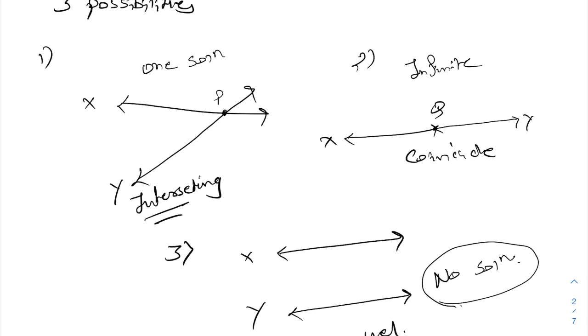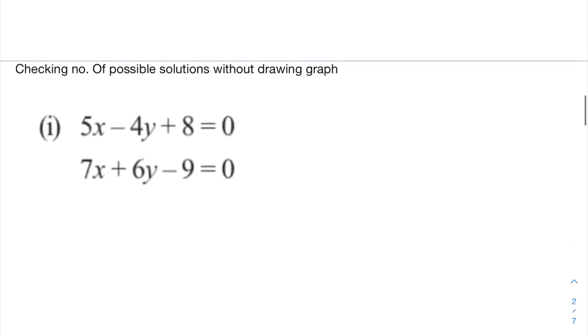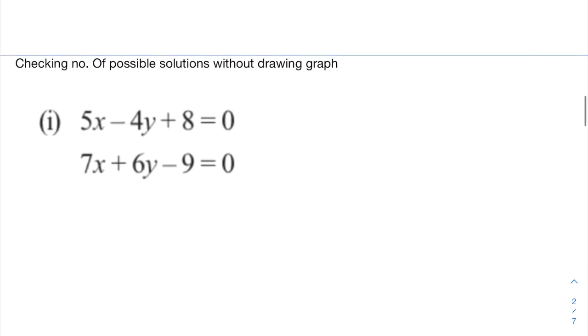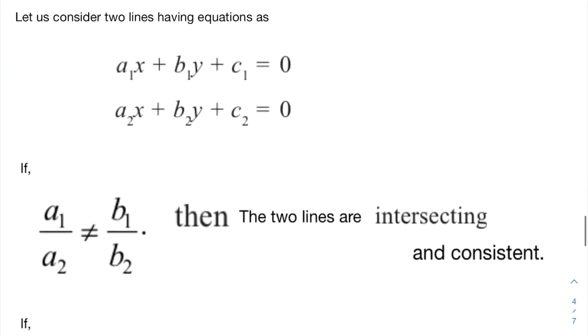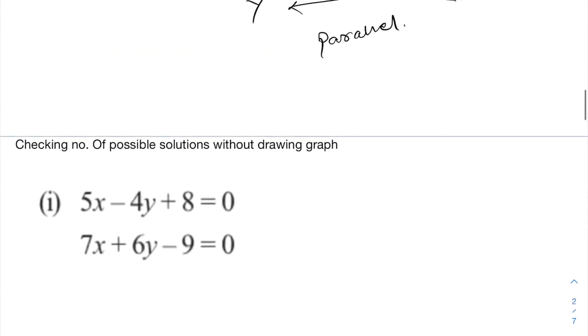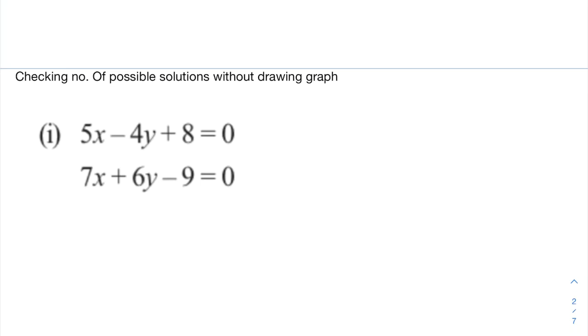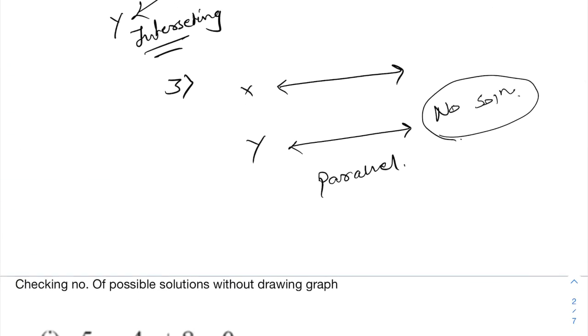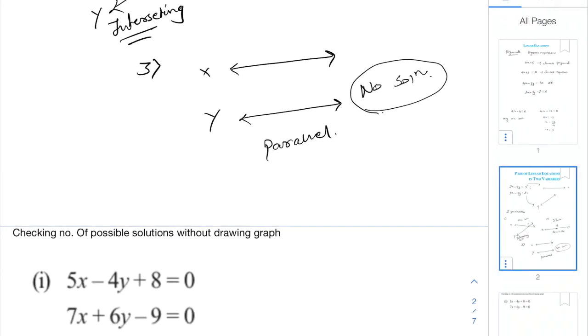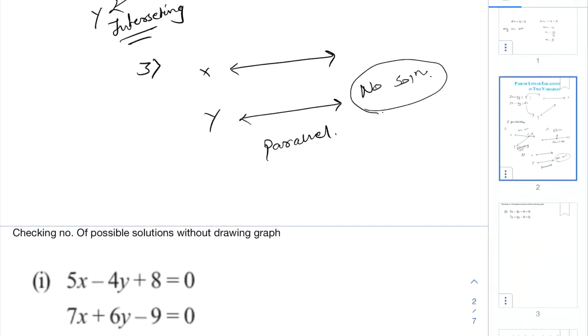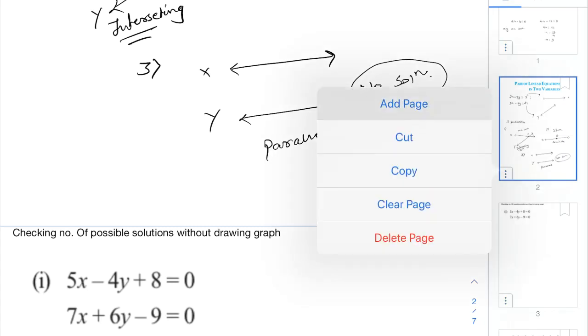But every time we cannot draw the graphs and decide what type of solutions there will be. So instead of drawing a graph, we can also decide how many solutions are possible by finding the ratio a1 upon b1 and the values of some other ratios. I am writing those ratios over here.